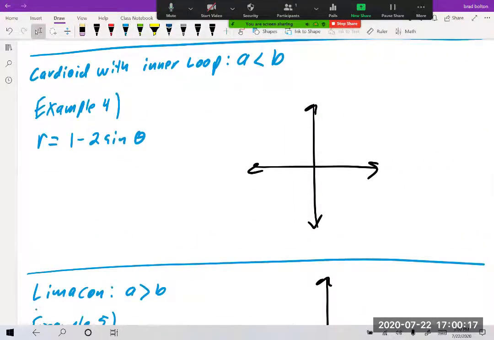So the next one is a cardioid with an inner loop. This is when a is less than b. So here's my a and here's my b. My a equals 1 and my b equals 2. So a is less than b. That means we're going to get a cardioid with an inner loop. In Calculus 2, this is one of the hardest shapes to integrate. So let's take a look at what this guy does.